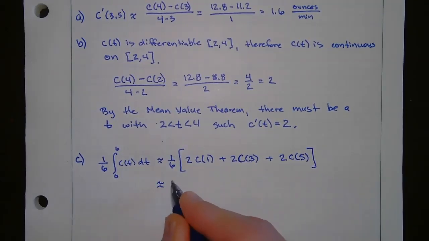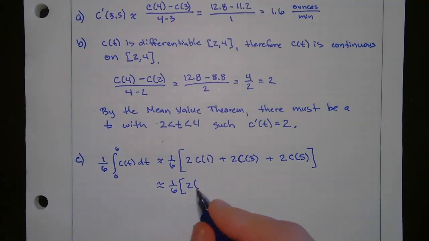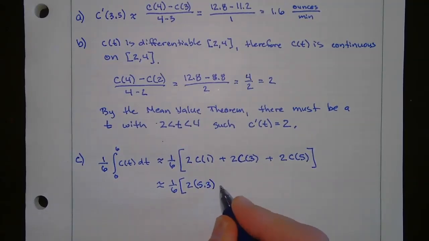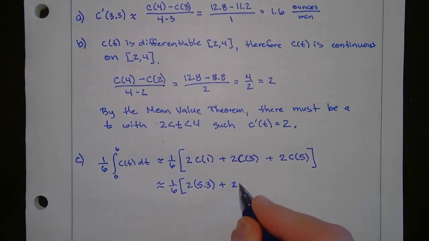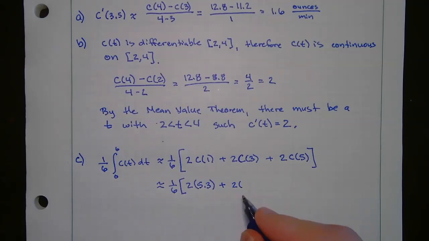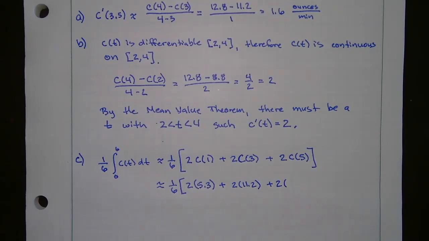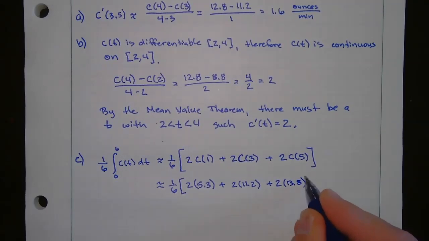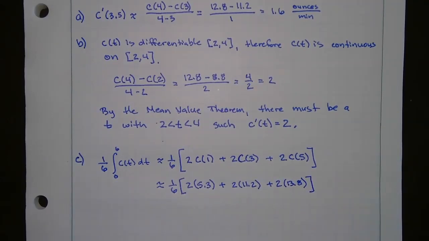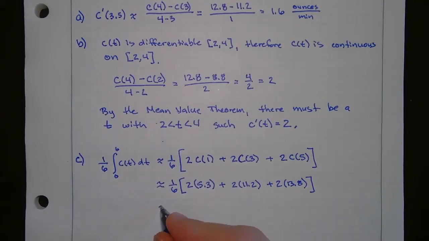So then this could be approximated by 1/6 times 2 times C of 1, which is 5.3, plus 2 times C of 3, which is 11.2, and then plus 2 times C of 5, which is 13.8. I was saying sub, and I should have said of. Okay, now for the AP exam, that's a numeric answer. You're done, okay? You don't need to go any further, okay? Now I am going to go further, but you don't have to, okay?